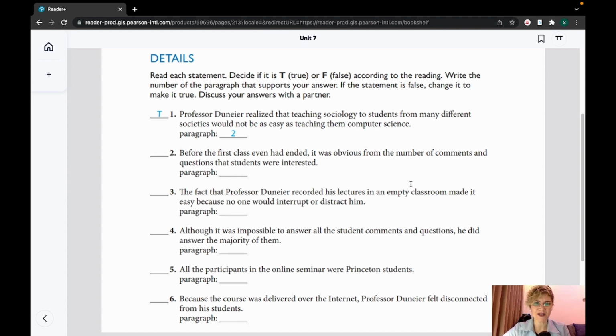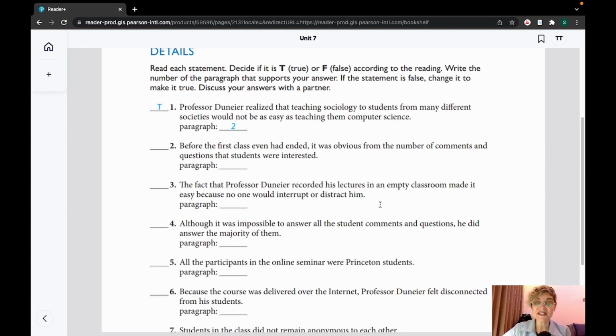For instance, number 1: Professor Dunier realized that teaching sociology to students from many different societies would not be as easy as teaching them computer science. That is true, and it is found in paragraph 2. Okay, I'd like you to answer the rest of the numbers until number 8. You can pause your video.